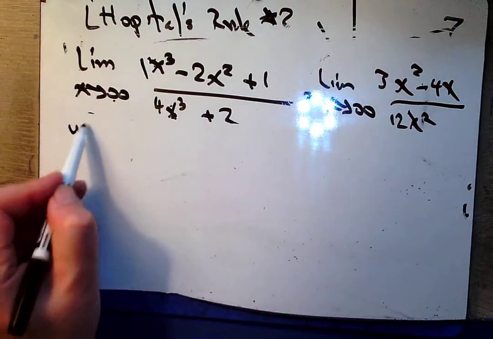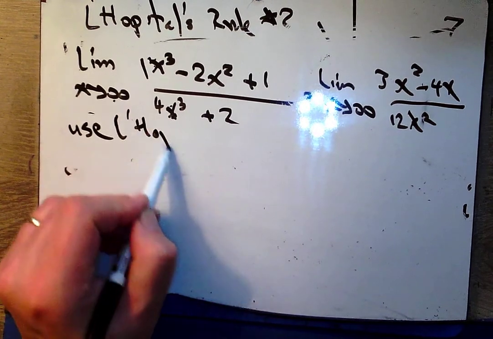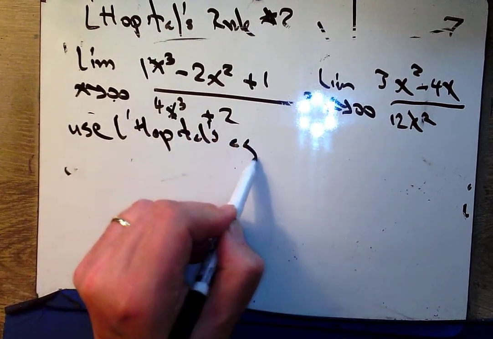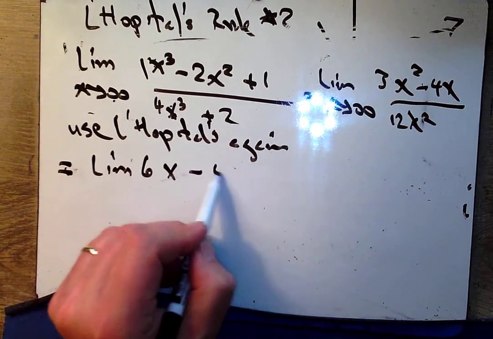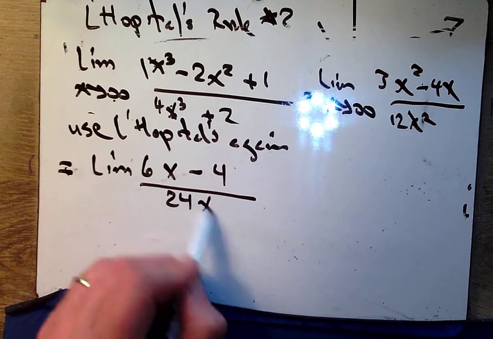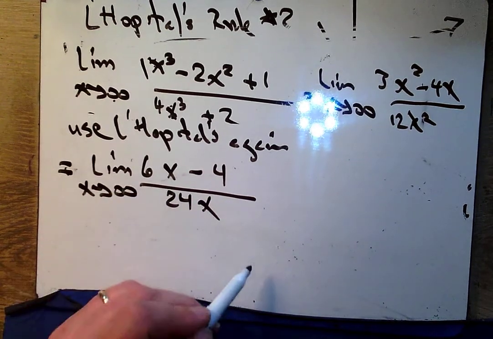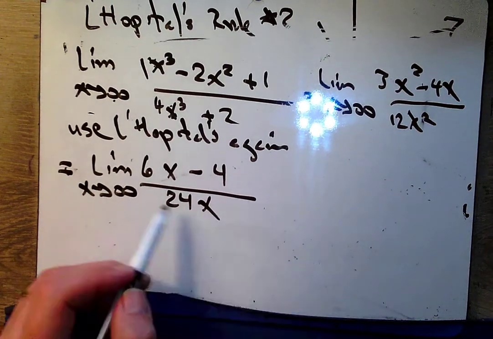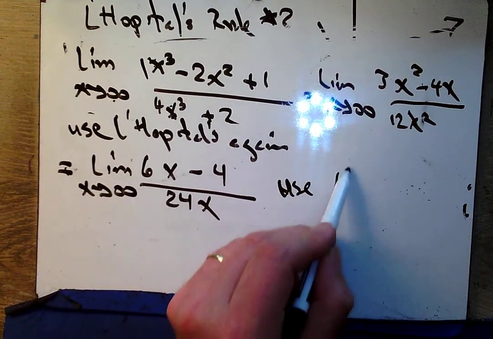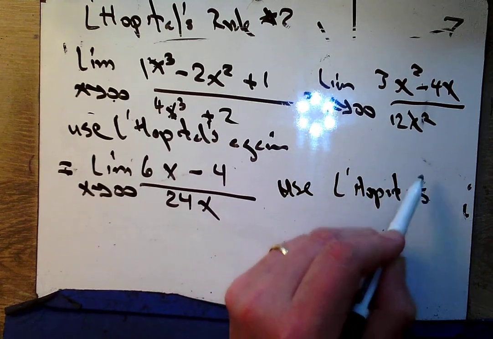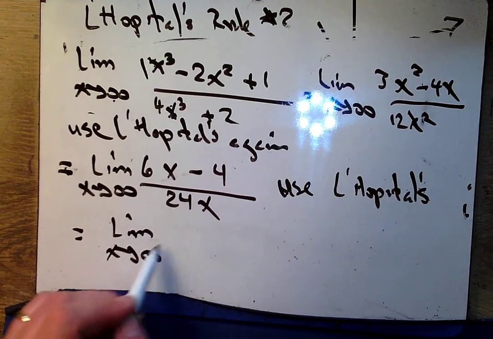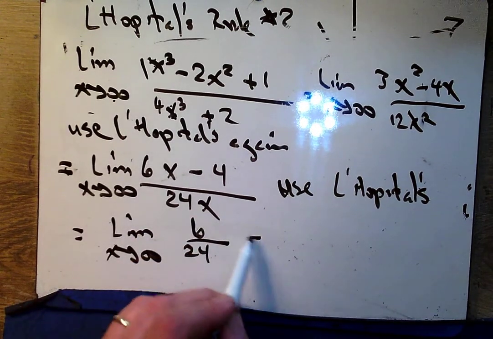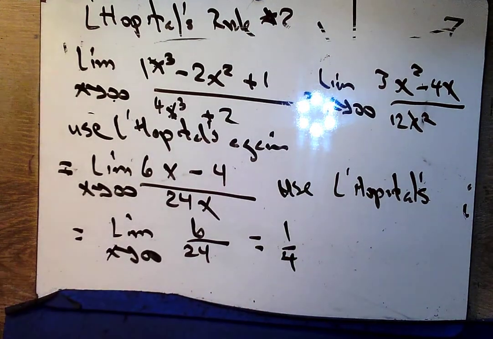I probably want to say something like use L'Hopital's again. And so now we're going to have the limit of 6x minus 4 over 24x, and this is as x heads to infinity. Again, I get infinity over infinity, so let's use L'Hopital's. Okay, and that's going to give me the limit as x heads to infinity of 6 over 24, which is 1/4.